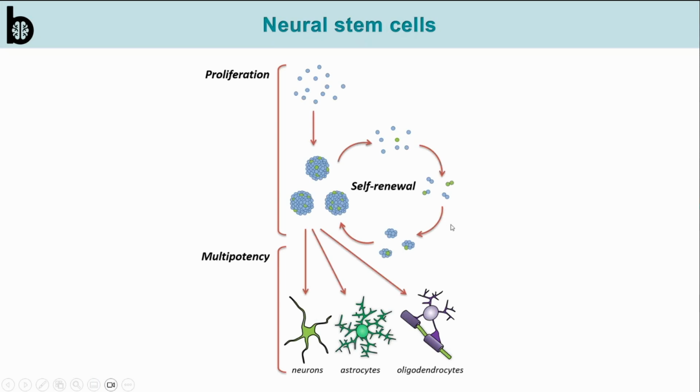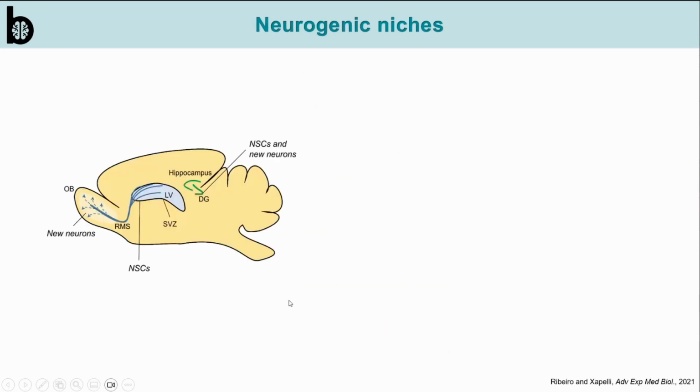So this was quite something new and important at that time, to realize that in the adult brain, we have neurostem cells that really can give rise specifically to neurons. And so what are the neurogenic niches?